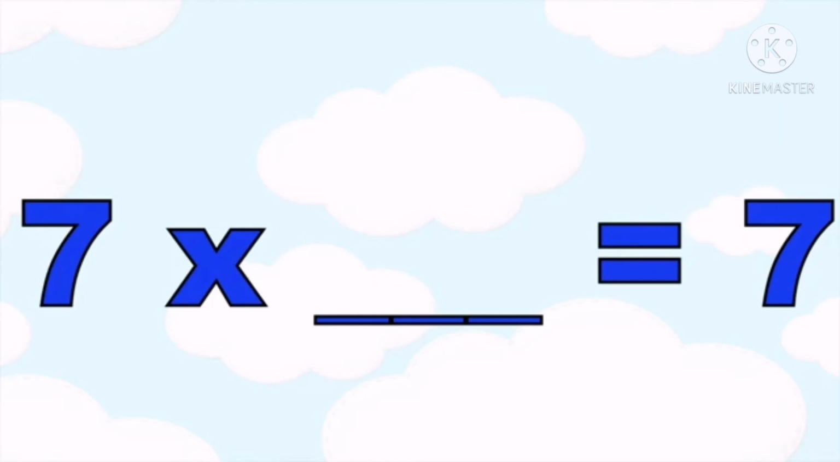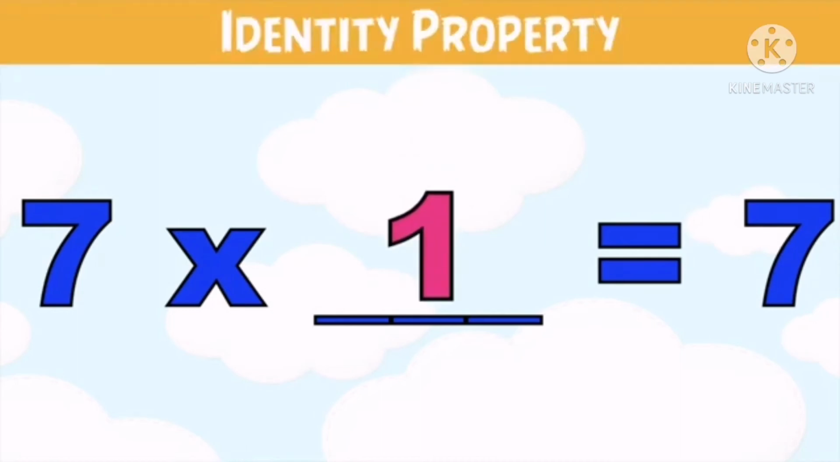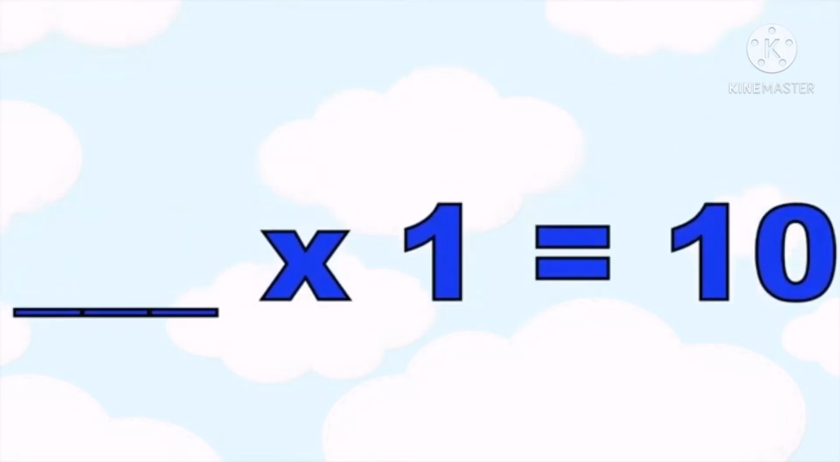Great job! That is 1. Because 7 times 1 is equal to 7, and this is the identity property of multiplication. Let's have another example. How about if we have blank times 1 is equal to 10? What do you think is the missing number?